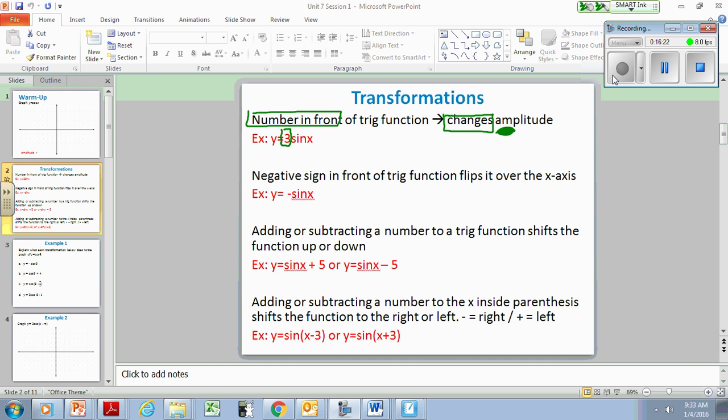Next one, negative sign in front of trig function flips. So if I were highlighting, I would highlight negative sign. Now you could choose to highlight something a little different, just to show you're not a follower, you're a leader. Trig function flips it over the x-axis. I would put flips and x-axis. I wish I could show it, but again, I'm going to highlight this little minus sign. It could be a minus sign by itself. It could be a negative number.